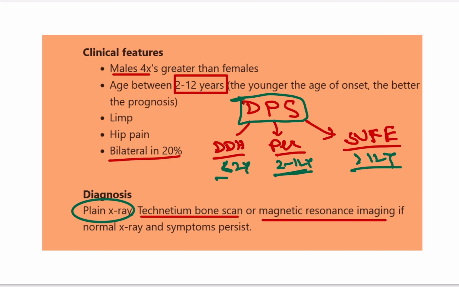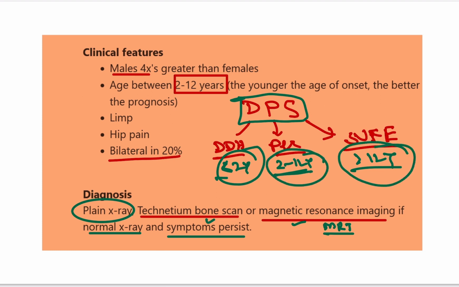In this condition, a technetium bone scan or magnetic resonance imaging, which is the MRI, is required. So MRI and technetium bone scan are usually not required; they are required when the x-ray is normal but symptoms are present. And the age group is very important because the clinical features are almost the same in all these pathological conditions, only the radiological changes are different, and the clinical features overlap.